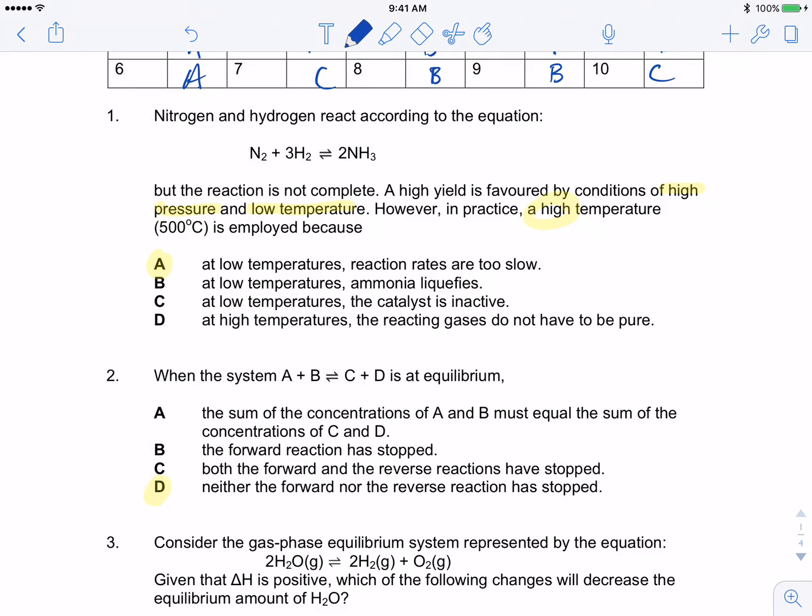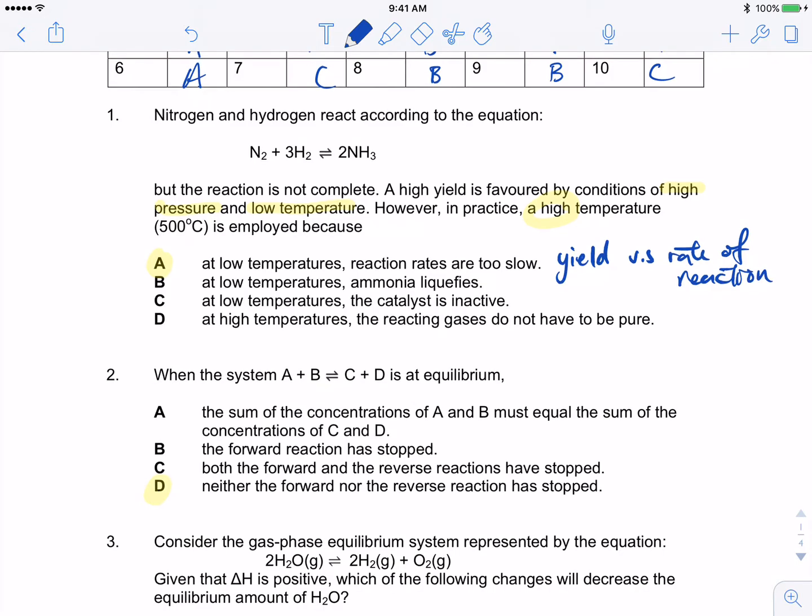So actually this is already explained in class. It is always between yield versus rate of reaction. Preferably, we want yield to be high and rate of reaction to be fast. We want these two to be high, but sometimes they contradict one another. So we need to look for compromise. Rate of reaction cannot be too slow, if not, it's not feasible. We don't want to wait for days or even years just to make sure that the yield is high. That is still not productive. So answer is A.